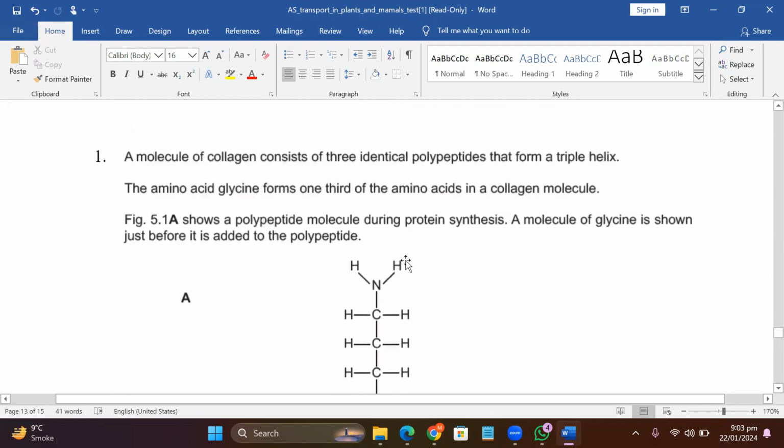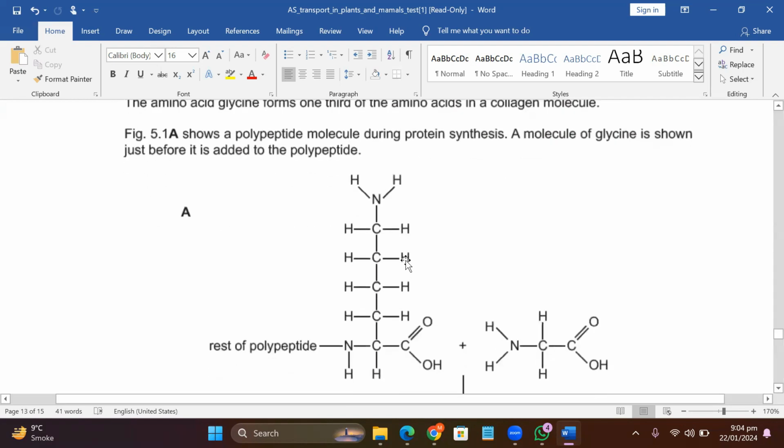Okay. A molecule of collagen consists of 3 identical polypeptides that form a triple helix. The amino acid glycine forms 1/3 of the amino acid in the collagen molecule. Glycine is the smallest, you can say, amino acid because it has got an H at the place of R group. Figure 5.1a shows the polypeptide molecule during the protein synthesis. A molecule of glycine is shown just before it is added to the polypeptide.